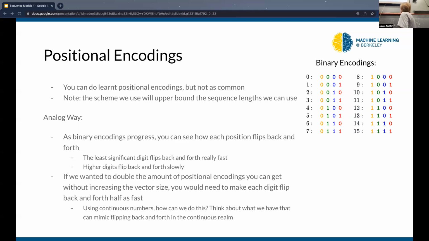Do you have questions about the idea of appending this binary encoding that serves as a timestamp, like how far along in our sequence we are? Does anyone have questions about that broader idea specifically first?